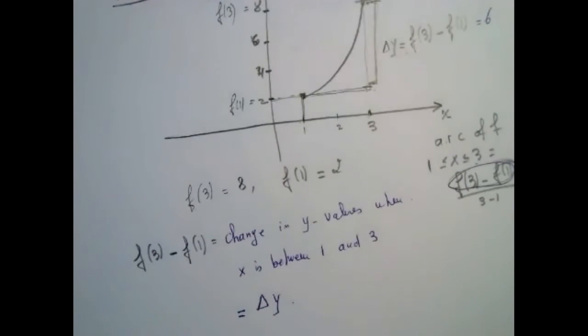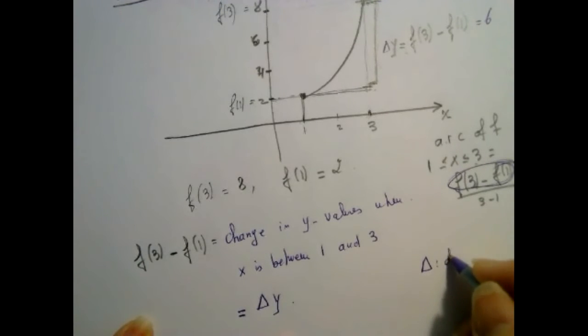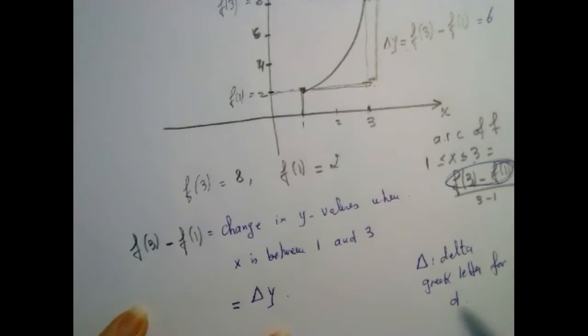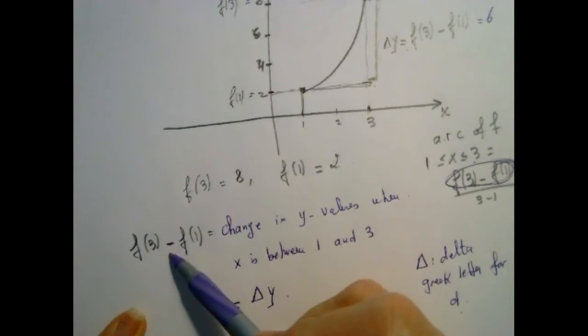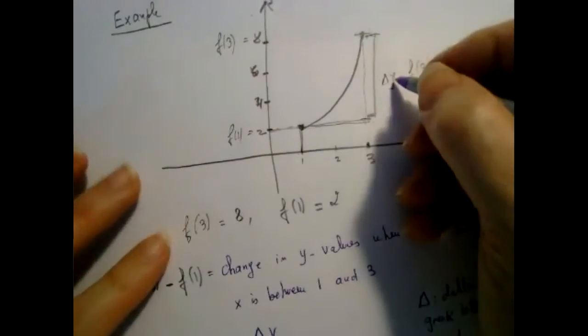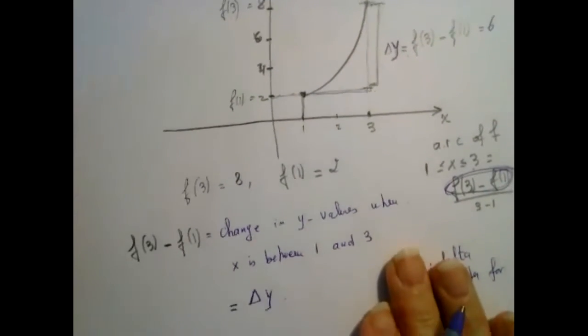Now, where is the notation delta y coming from? Delta is basically the Greek letter for D. And where is this D coming from? This D is coming from the difference. That's why we use delta y. It's the difference between two quantities, f of 3 minus f of 1. So on my picture here, the numerator is how much my output changed.